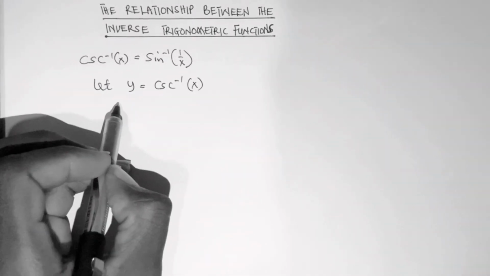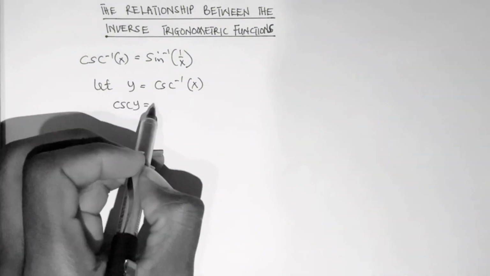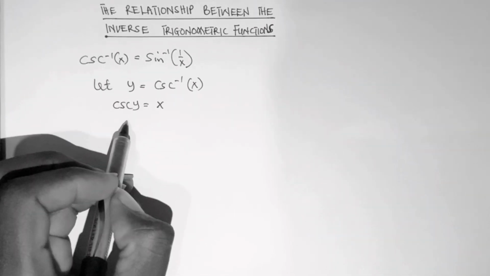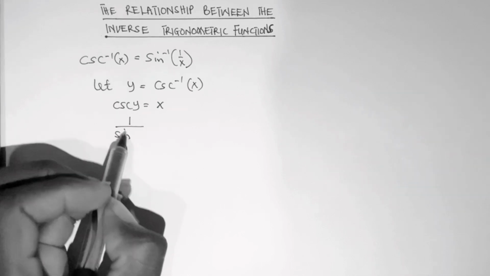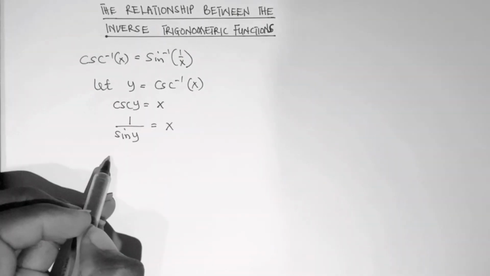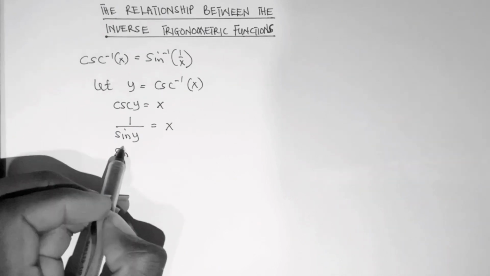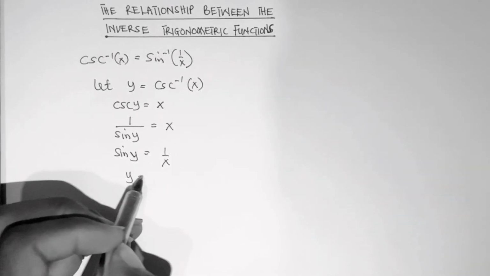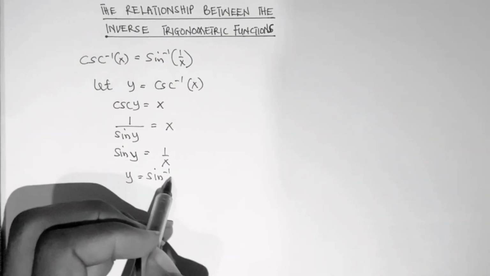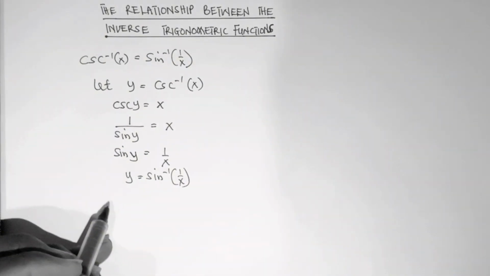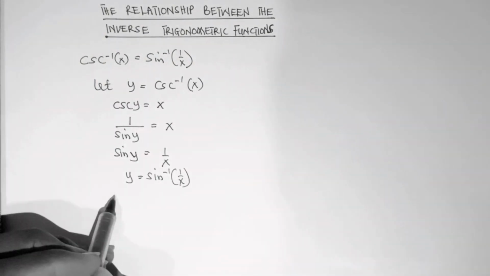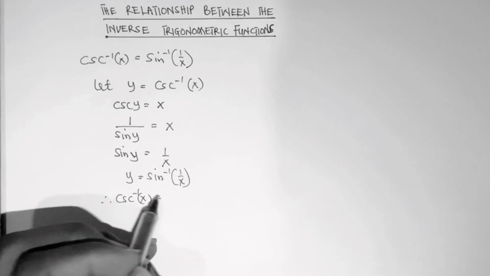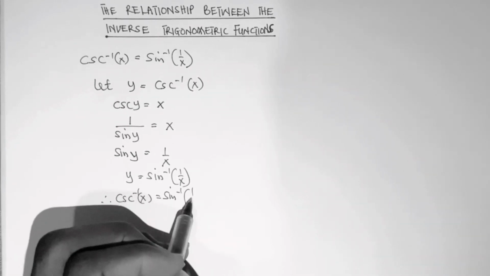It implies that cosec y is equal to x. Now cosec y is the same as 1 over sine y, and that is equal to x. So it implies that sine y is equal to 1 over x, and therefore y is equal to sine inverse of 1 over x. So y is the same as cosec inverse of x, and therefore cosec inverse of x is equal to sine inverse of 1 over x.